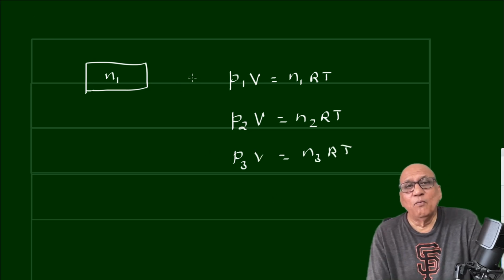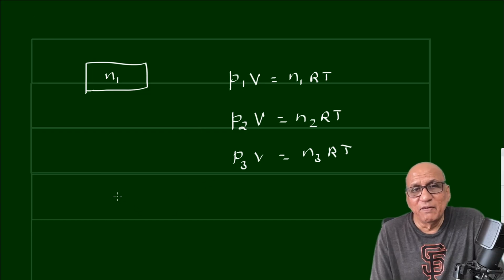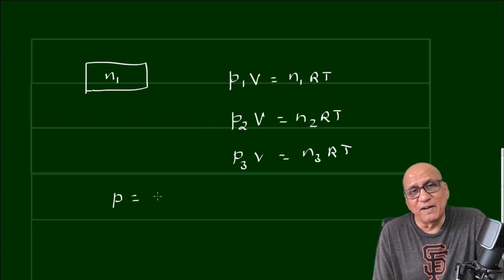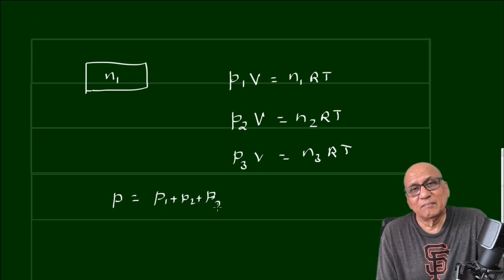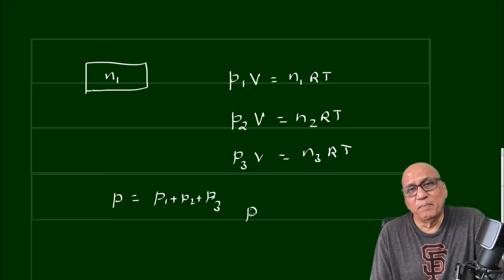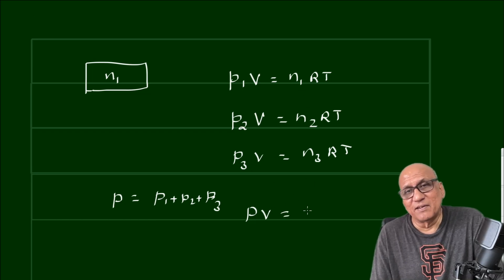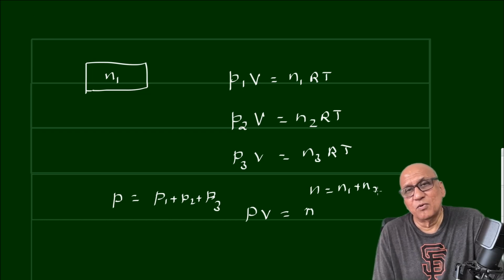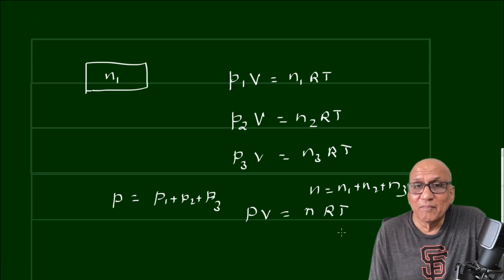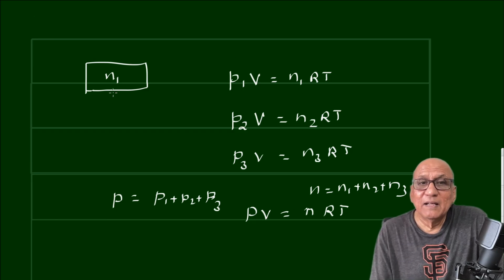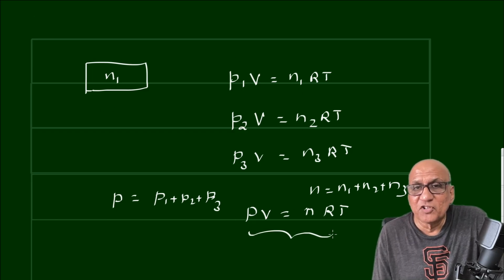Now people will say, why don't we just add the 3 equations? We will get the total pressure defined as P1 plus P2 plus P3 should satisfy P times V, V is common, is equal to n1 plus n2 plus n3, total number of moles n, where n is n1 plus n2 plus n3, times RT is common. So you see, this is the proof. Some people will claim that we can go ahead and use this equation for a mixture.